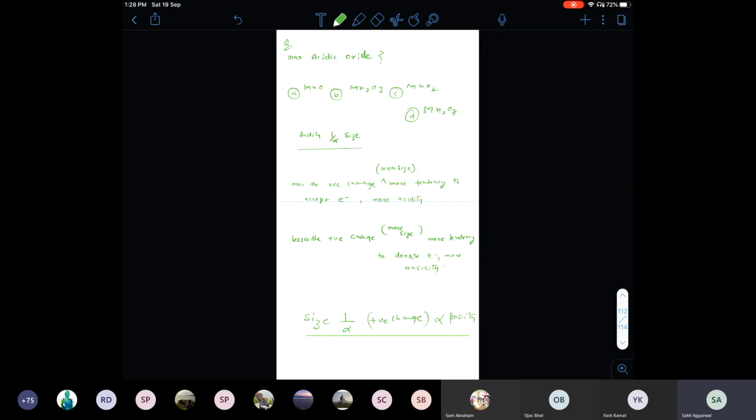Size is inversely proportional to positive charge, directly proportional to basicity. If you know basicity, make the reverse of that, you will get acidity. So think about only one. एक ही के बारे में सोचो.